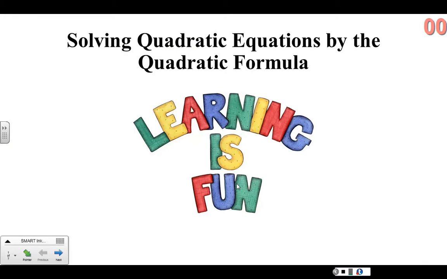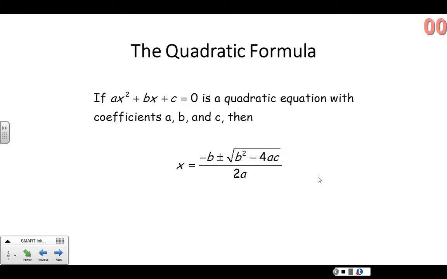Alright, in this video we're going to talk about solving quadratic equations using the quadratic formula. In previous lectures you've heard us talk about solving a quadratic equation using factoring, using the square roots property, using completing the square, and now this method is one of the most practical methods that you can use if a quadratic equation is not factorable.